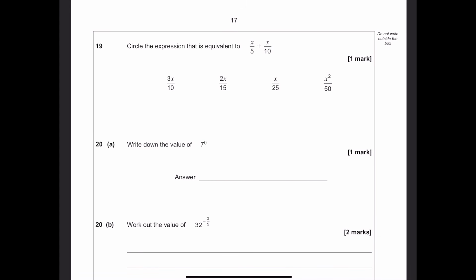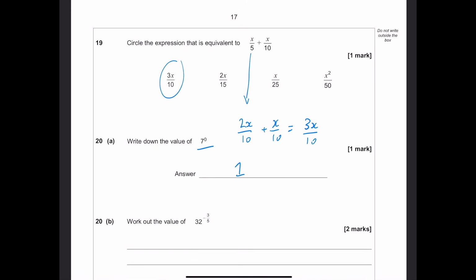Circle the expression that is equivalent to this. Now straight away I've noticed we can make a common denominator here. If we multiply that whole thing by 2, we're left with this, which is going to be 3x over 10. And as you can see, that's one of our options. Anything to the power of 0 is equal to 1.